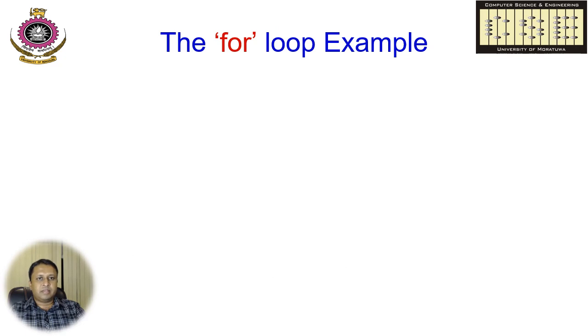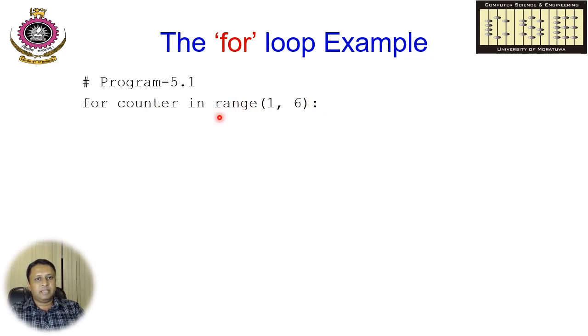Now we look at a very simple example that implements a for loop in Python. In the very first line, you can see the two keywords for and in, and here the iterating variable is the variable named counter. In place of the sequence we have a special function called range, which in this case takes in two arguments. We will have some further information about the range function, but for now keep in mind that it provides a sequence of numbers. When we provide two parameters to the range function, this means start from 1 and stop before 6.